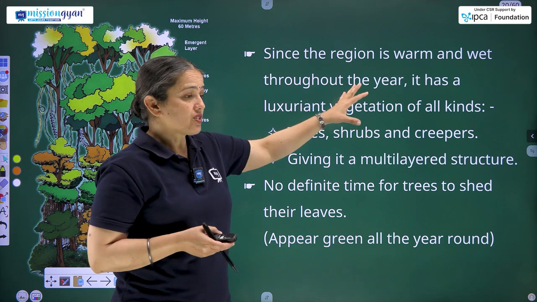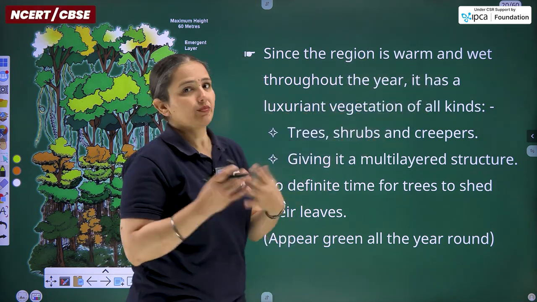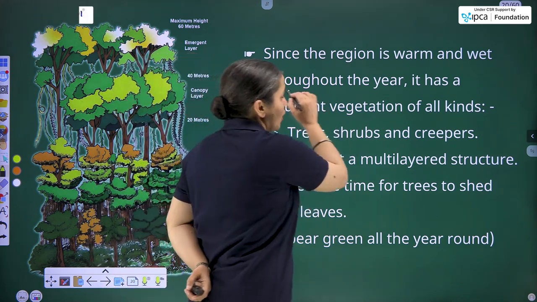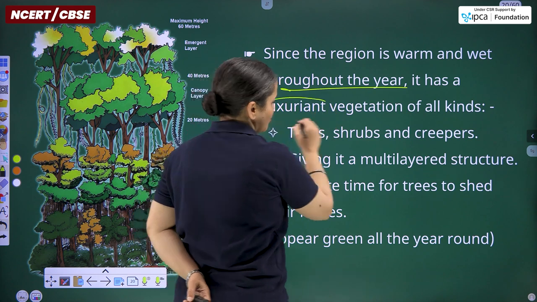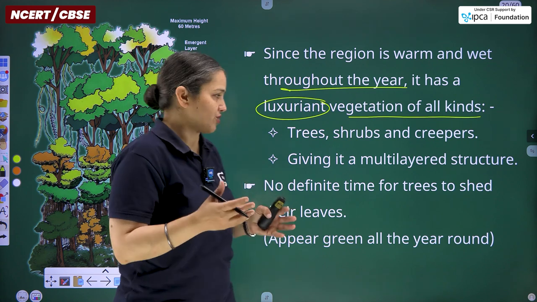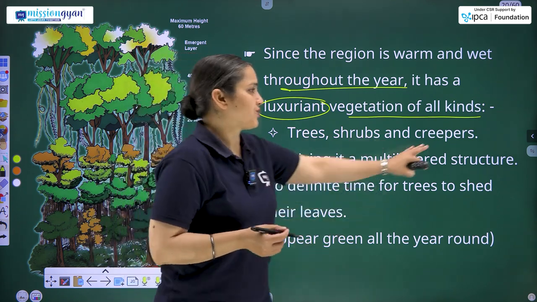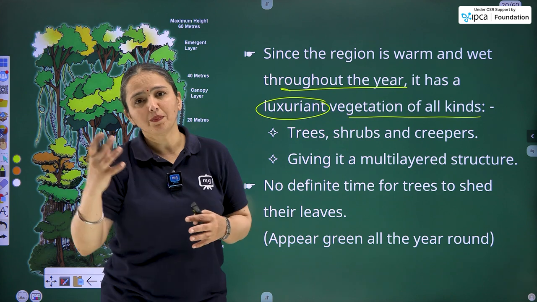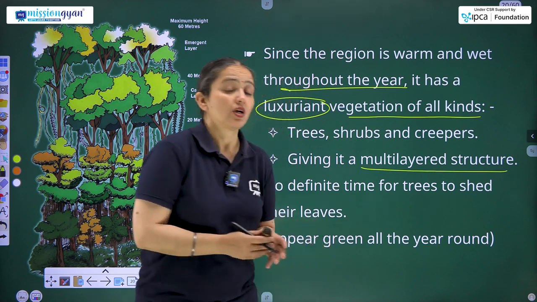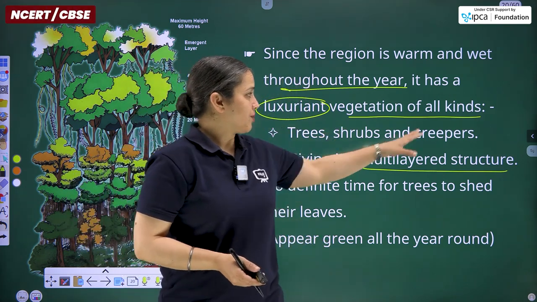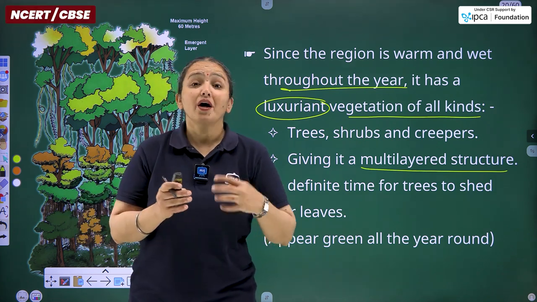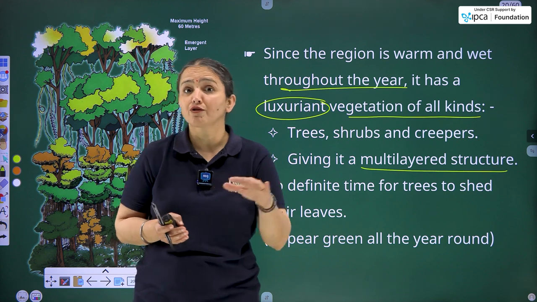So we are talking about such regions that remain warm and wet because of the rainfall that occurs almost throughout the year. So since the region is warm and wet throughout the year, it has luxuriant vegetation of all kinds. Luxuriant comprising the majority of features such as trees, shrubs, creepers that need the support of other plants to climb higher, giving it a multi-layered structure. As there are varieties of trees, shrubs, creepers, these forests are so dense that sunlight is also unable to reach the surface of the ground level.